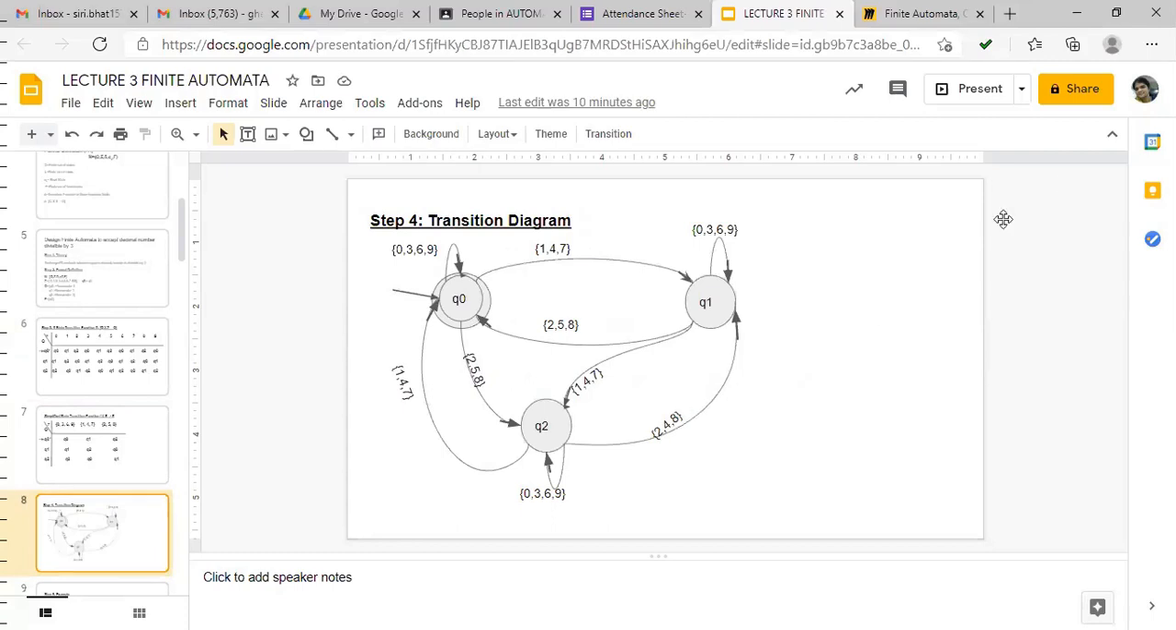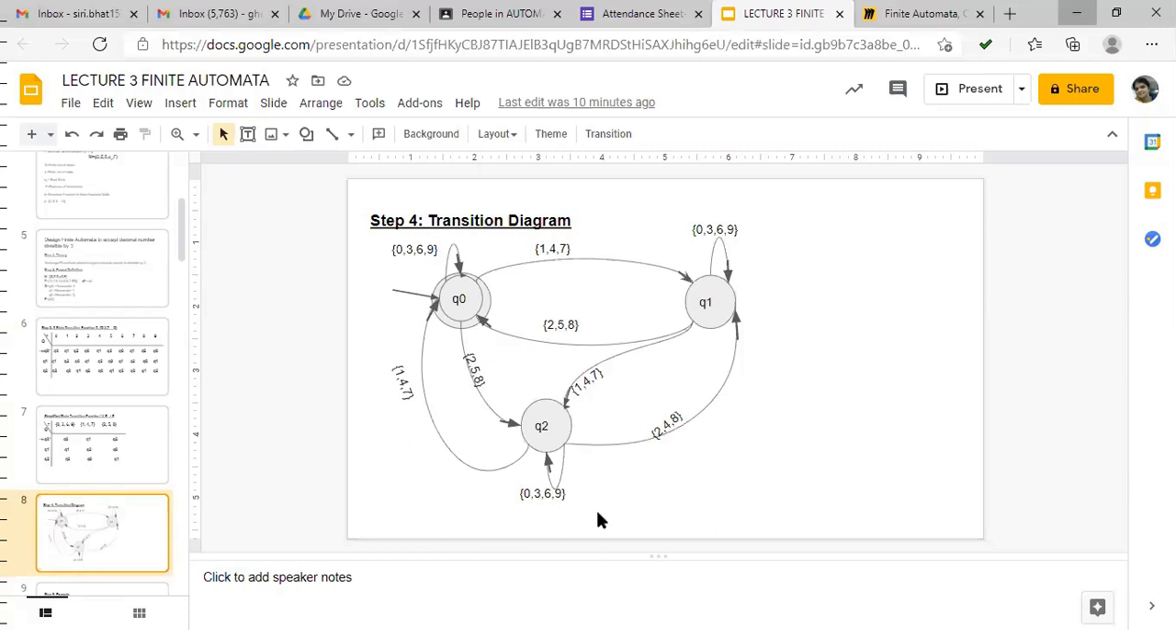I hope this is clear, students. Till step 4, is this clear? Any doubt till step 4? Even if you have a single small doubt, you can clear it. If this example is clear, it will be easy for you to understand more examples.